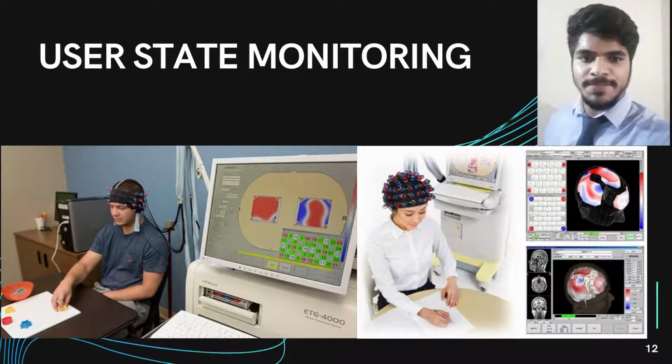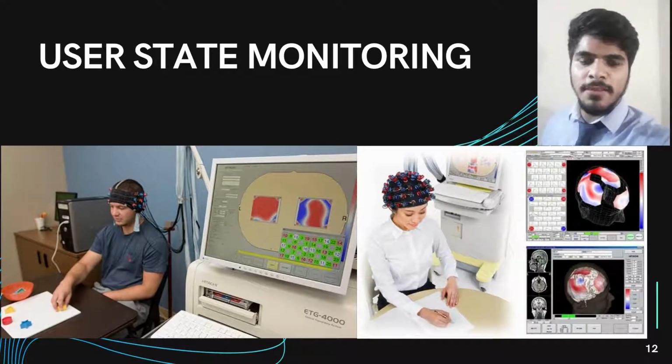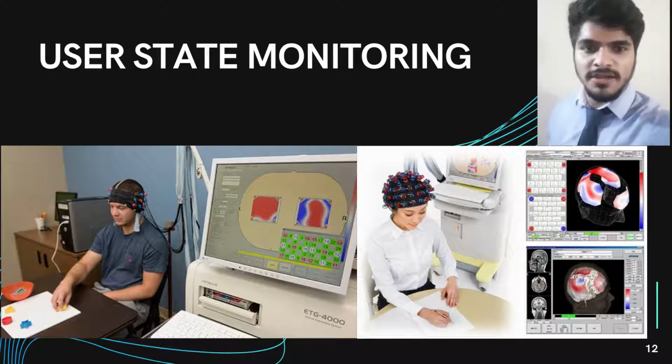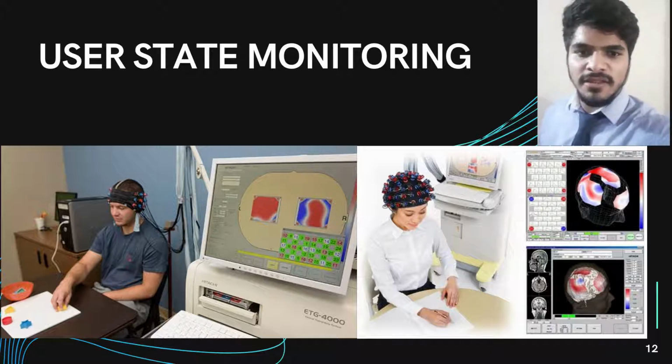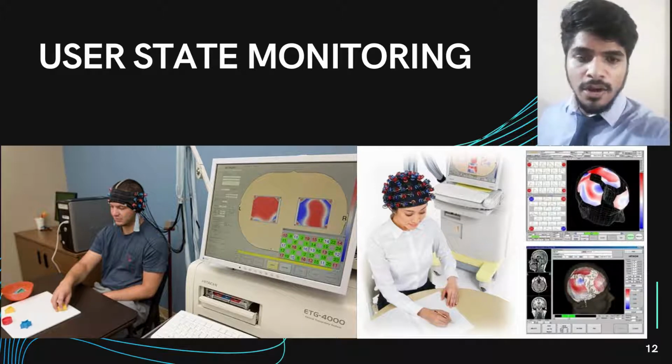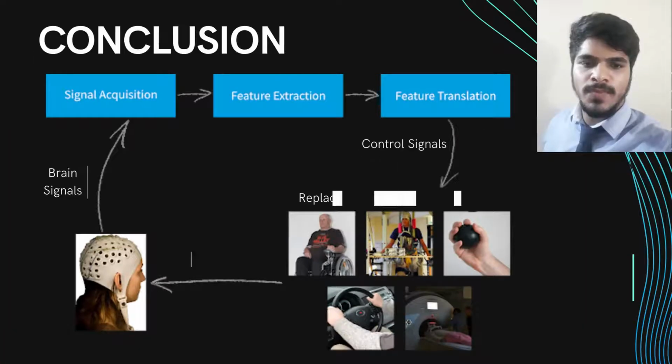User state monitoring. Brainwaves work as a measuring tool that contains information regarding human state. Human state can affect the mental tasks associated with the recorded brainwaves. By looking at the brainwaves, we can even monitor the user's current state. We can even prevent or diagnose any disease in the user.